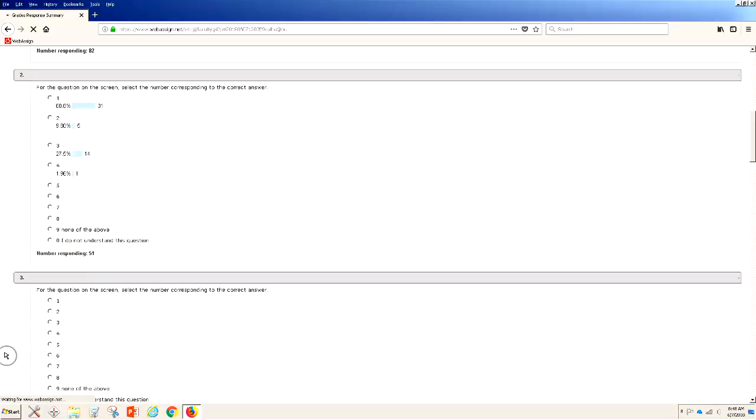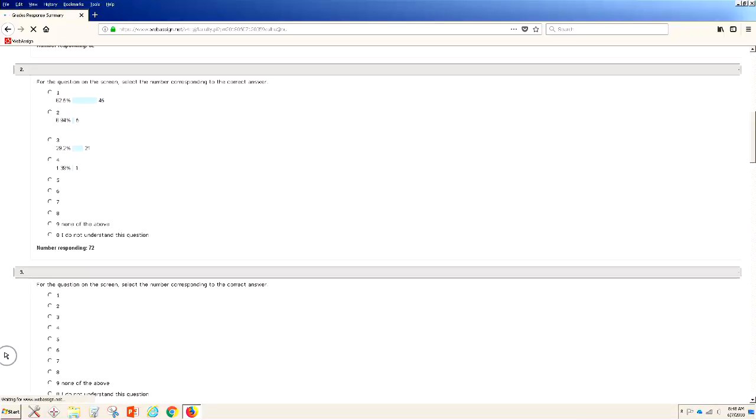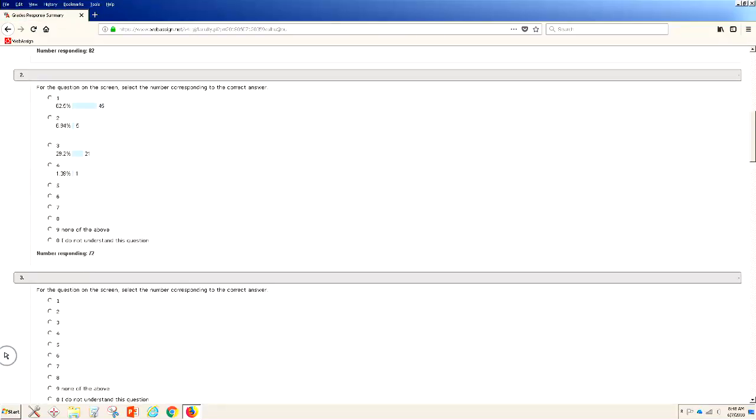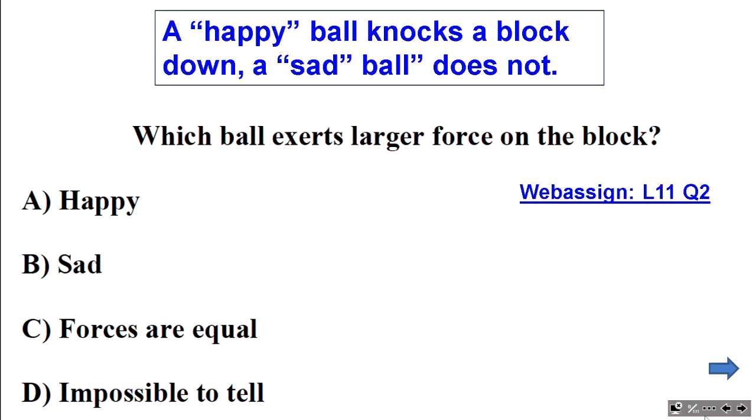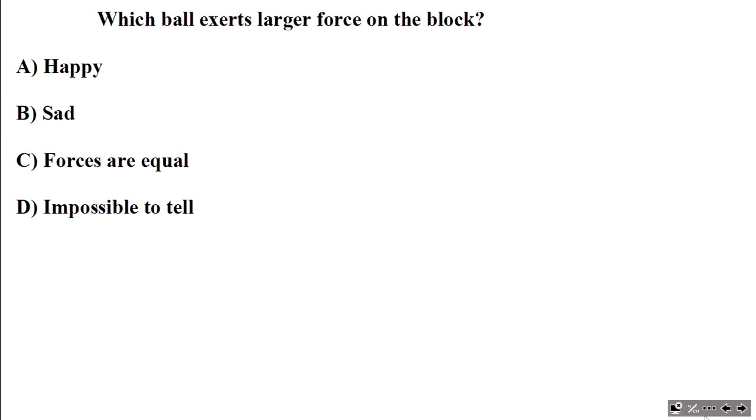So if you said that the happy ball exerts stronger force, you're right, because we can see. If you said something different, ask yourself, why? Of course, we can see that the ball which didn't bounce didn't exert force strong enough to knock it down. But what is the physics behind this? Well, physics is actually very important. Yesterday we solved the problem already with the ball bouncing off a wall. This is what we call happy.